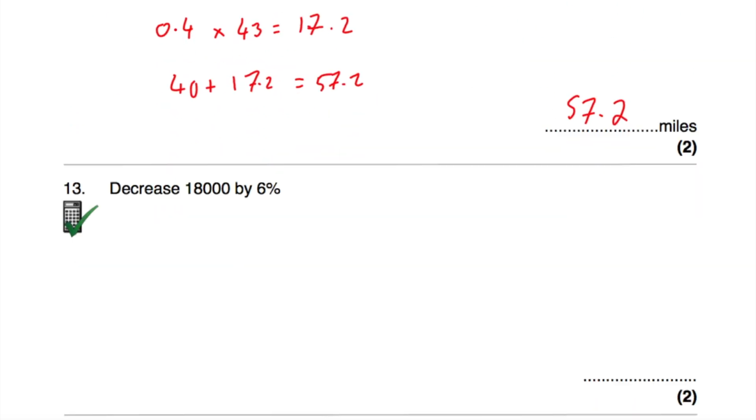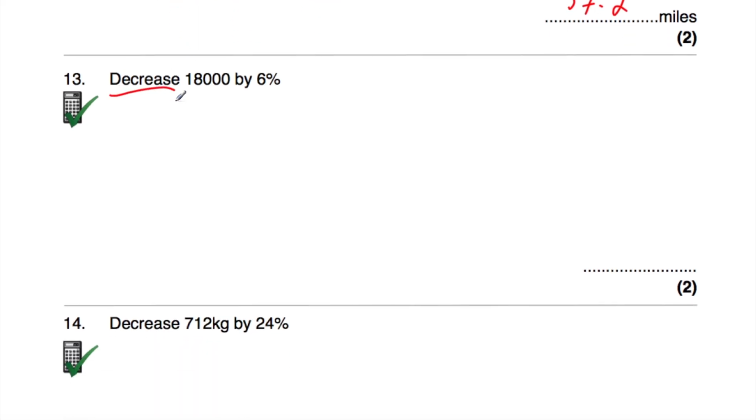Okay, let's look at our next question, question number 13. So question number 13, this time we've been asked to decrease 18,000 by 6%. So we need to decrease it. That means we need to go down from what we started with. So we need to decrease this by 6%.